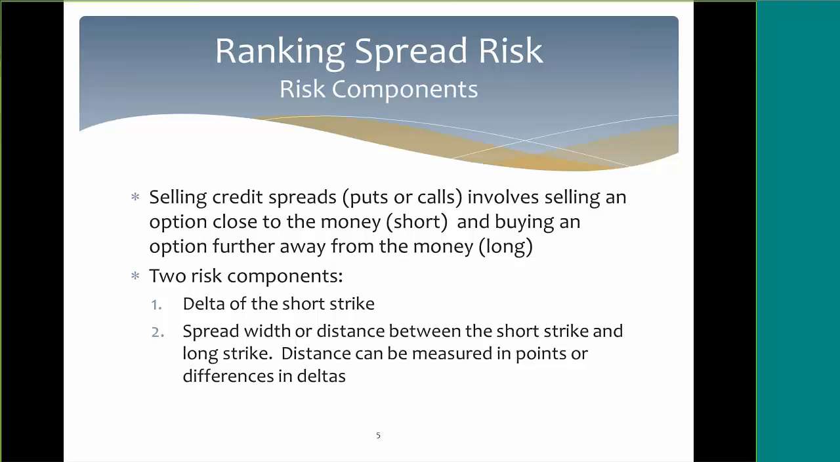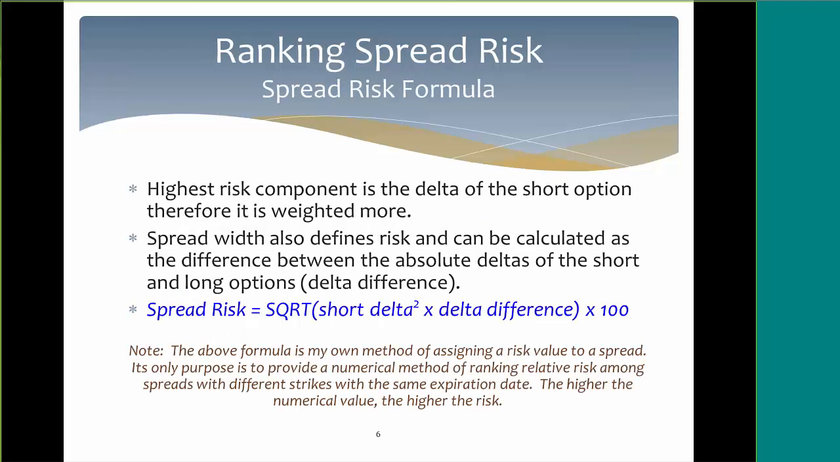And so I use these two components to rank a spread in terms of its risk. And quite simply, what I do is I view that the highest risk component of a spread is the delta of the short option.